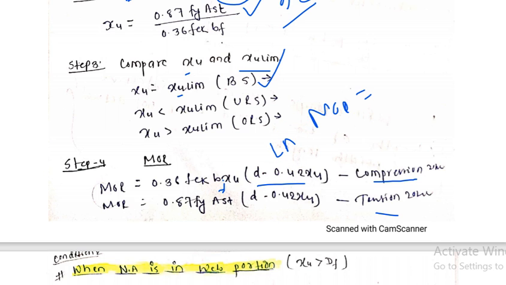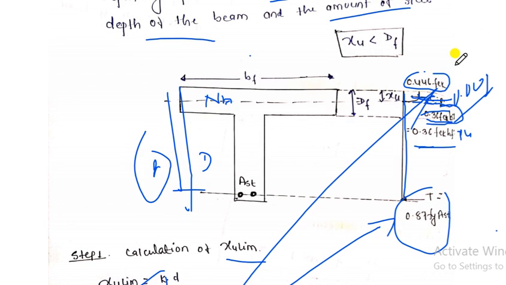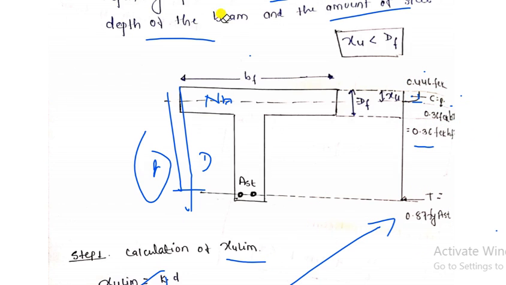If you have forgotten, let me tell you one more thing. Imagine the CG of this diagram, the CG of the stress block diagram, lies here. The distance between the CG of the stress block diagram to the center of the steel, that is nothing but the lever arm.